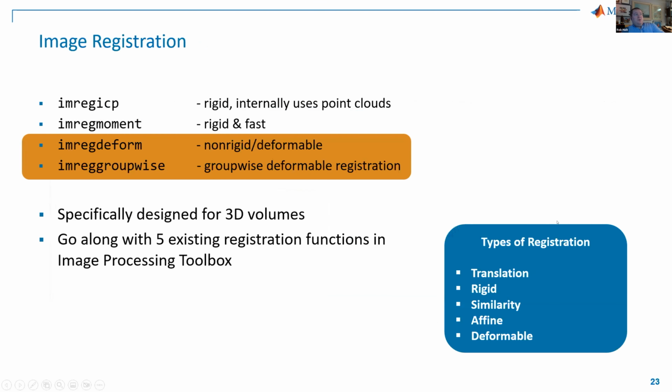We also have some really cool new image registration tools based on iterative closest point, moment, and then we have deformable registration, non-rigid, and also group-wise. These are new and specifically designed for 3D volumes, although all of our other 2D image registration tasks still work. And these go along with the 5 existing registration functions that are in the image processing toolbox: translation, rigid, similarity, affine, and deformable.